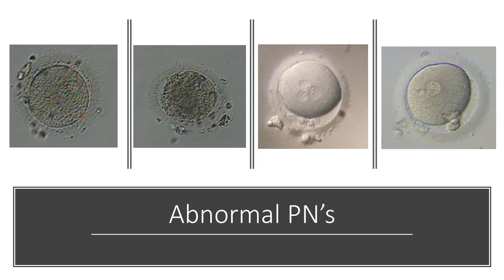The only thing that I would consider for culturing would be the one on the far left. That's a 2PN with faint PNs, if you weren't sure if there was a third PN in there. The only way I would consider it for transfer is if it did make a blastocyst.